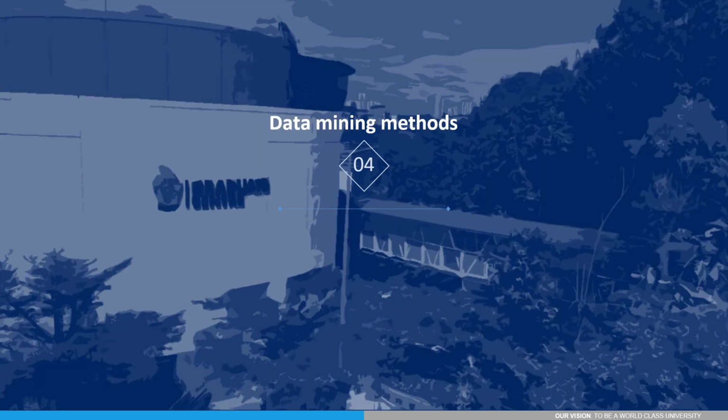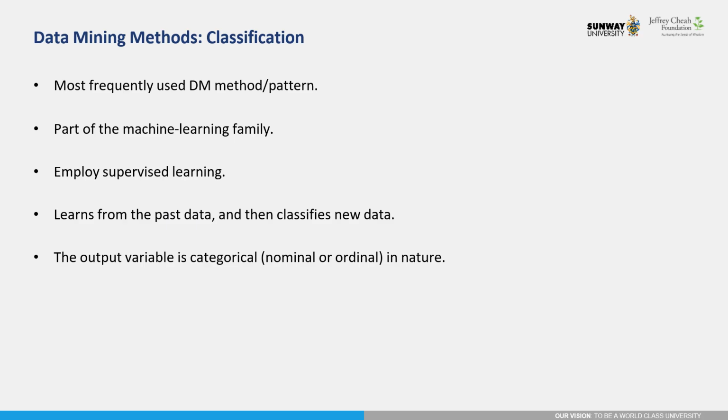Now we are learning about the data mining methods. The first is classification. We already learned that classification means making groups, classes, or categories according to common characteristics. We have different kinds of classification, like one-way, two-way, and multi-way classification. Right now we are learning generically the most frequently used data mining pattern, which is part of the machine learning family and employs supervised learning.